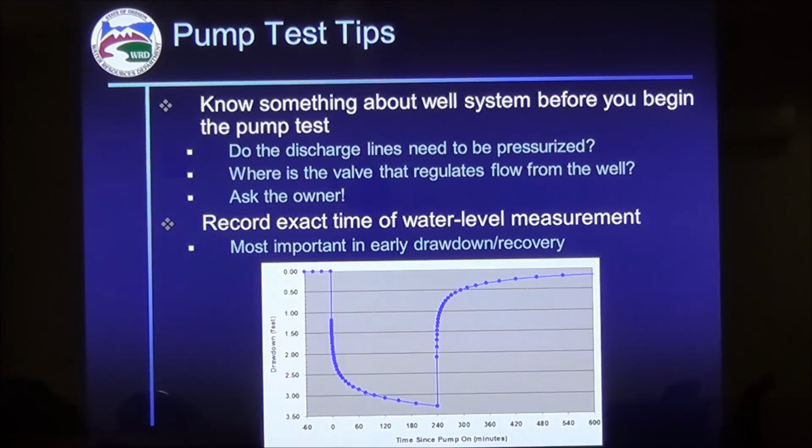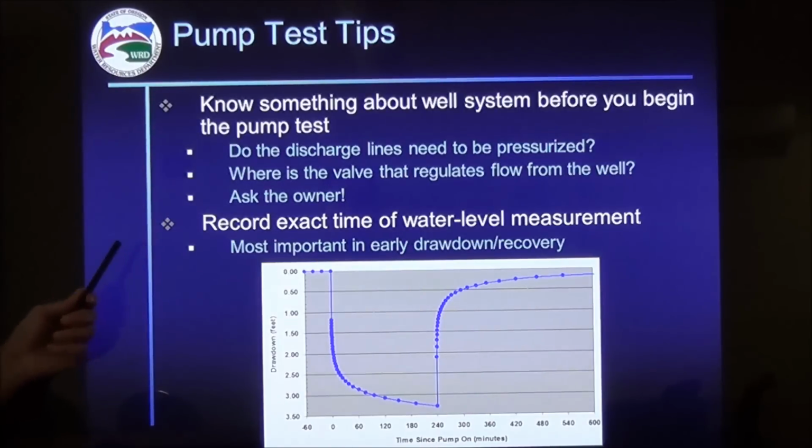So that can definitely influence the test, have negative results. Also, where's the valve that regulates flow from the well? You need to know that in case you need to crank it down to maintain a constant discharge. These are important things to ask the owner. Just get familiar with the system before you start the test.